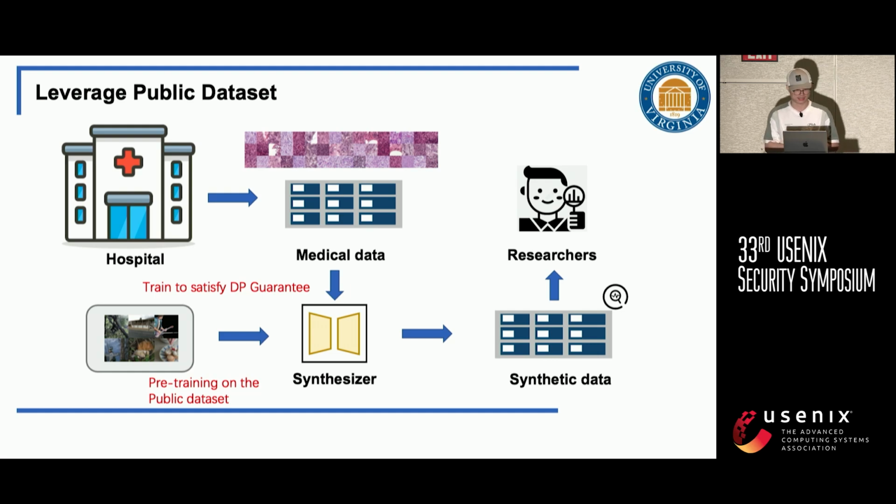Leverage public datasets. Actually, pre-training technology is widely used in multiple computer vision tasks, and it helps to capture the basic image synthesis ability before fine-tuning. So we can look here: pre-training on some public dataset. The public dataset can be released on open source platforms like ImageNet and COCO and others. So we are curious how pre-training impacts the performance of DP image synthesis.